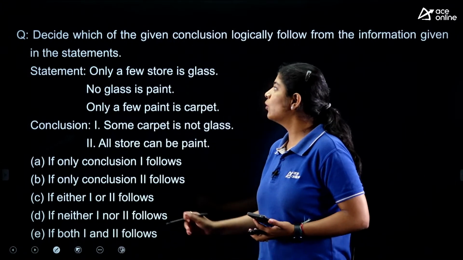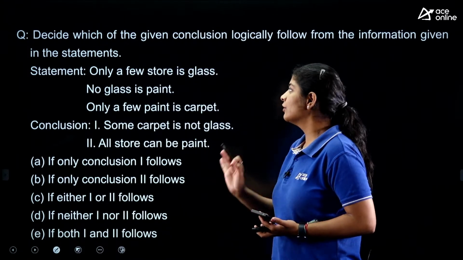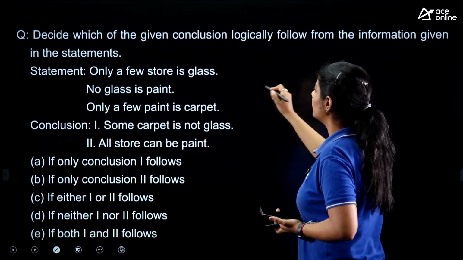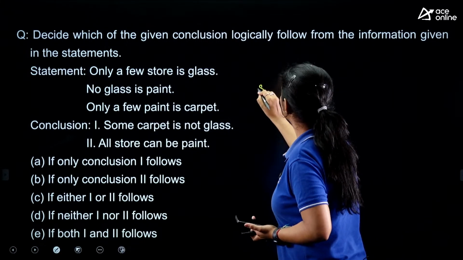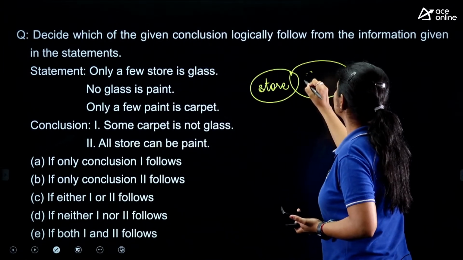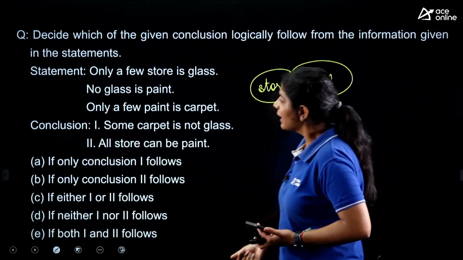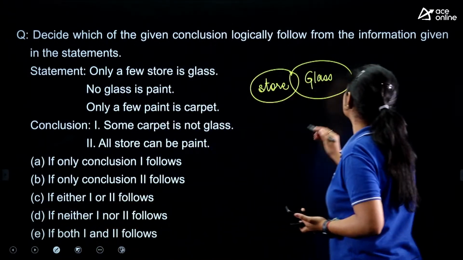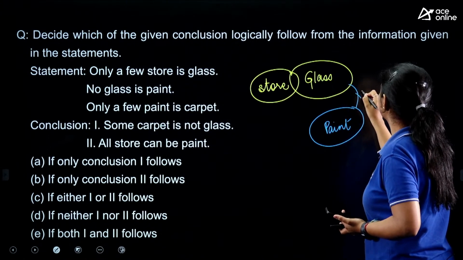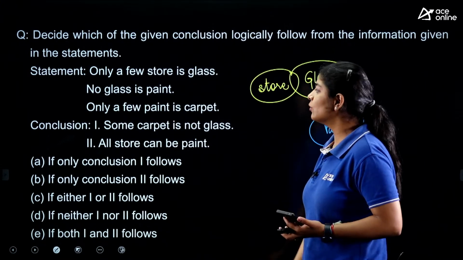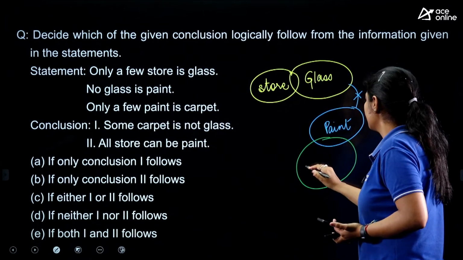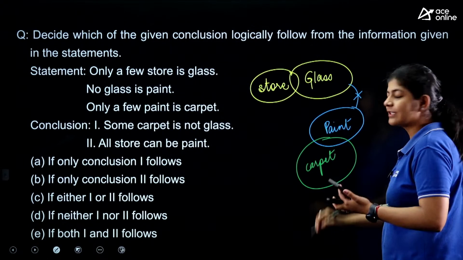So the statements say: only a few stone is glass, no glass is paint, only a few paint is carpet. So let's start with this one, only a few stone is glass. Right? In the next line it is given that no glass is paint. In the next line it is given that only a few paint is carpet. This is my basic diagram.